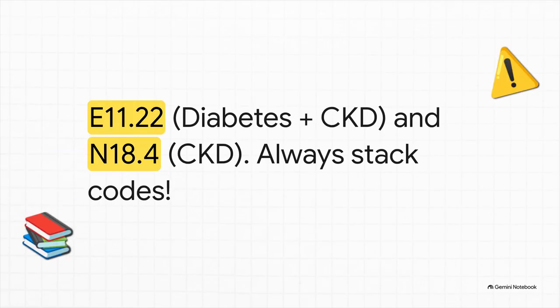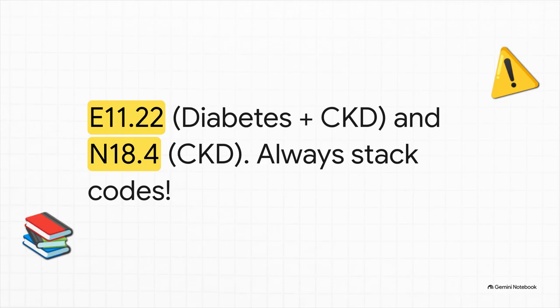Let's look at a very specific example of mandatory stacking with diabetes and chronic kidney disease. Check out this claim. E11.22 represents type 2 diabetes with diabetic chronic kidney disease. That right there is your combination code. However, the guidelines mandate that this combo code must be paired with an additional code to identify the specific stage of the chronic kidney disease. So you literally must stack N18.4 for CKD stage 4 right behind it.